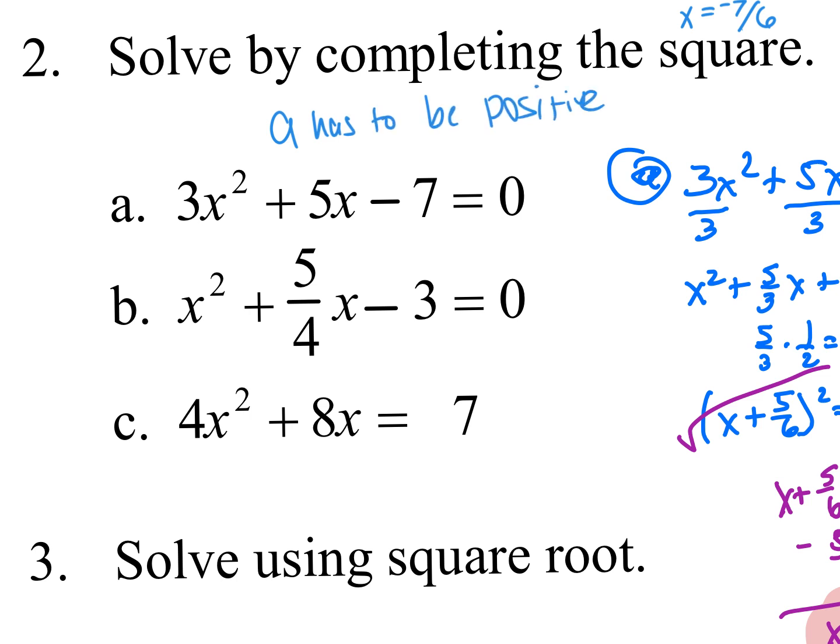Positive 1. If it's not, we need to divide. If it's negative, divide everything by a negative. If it's a -3, divide everything by a -3. But you have to make sure your A term is a positive 1 before you start completing the square.